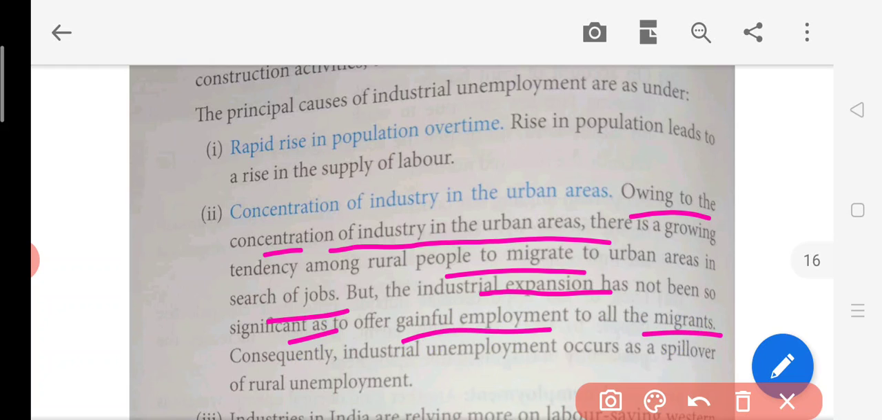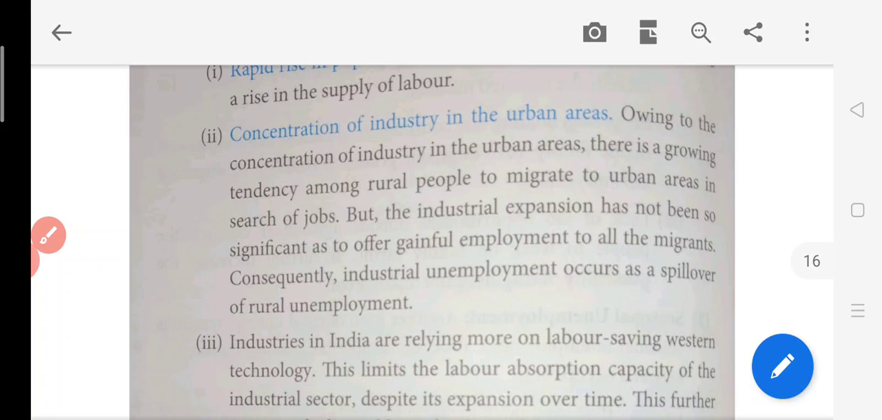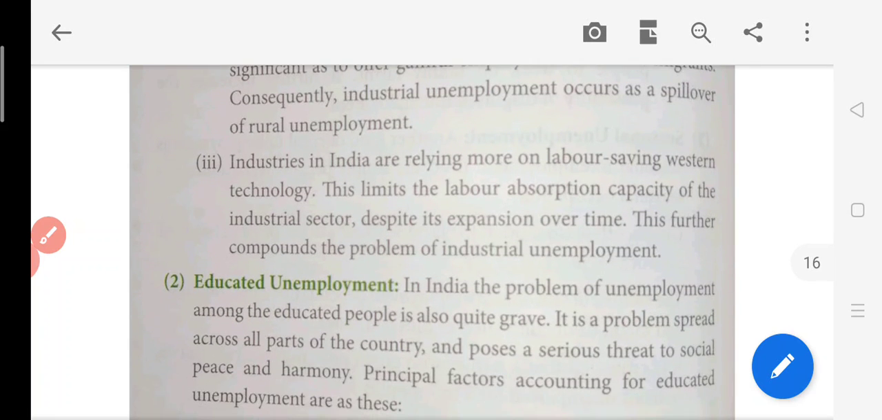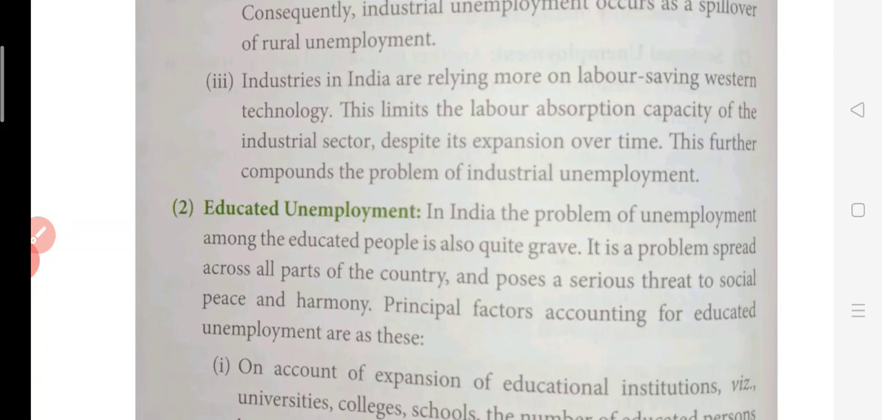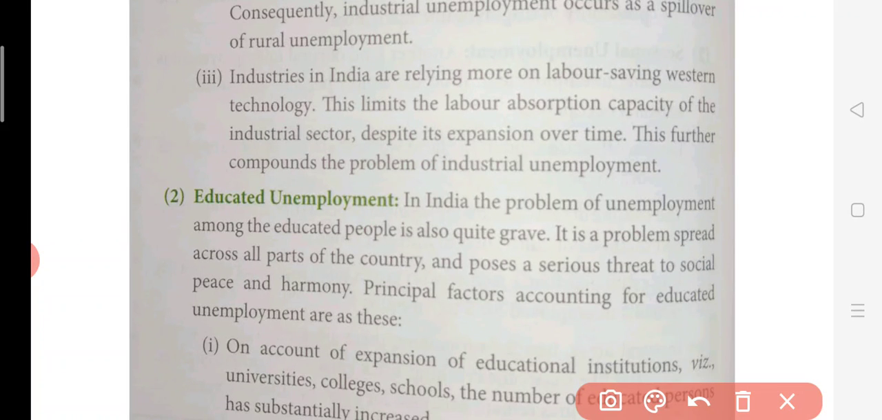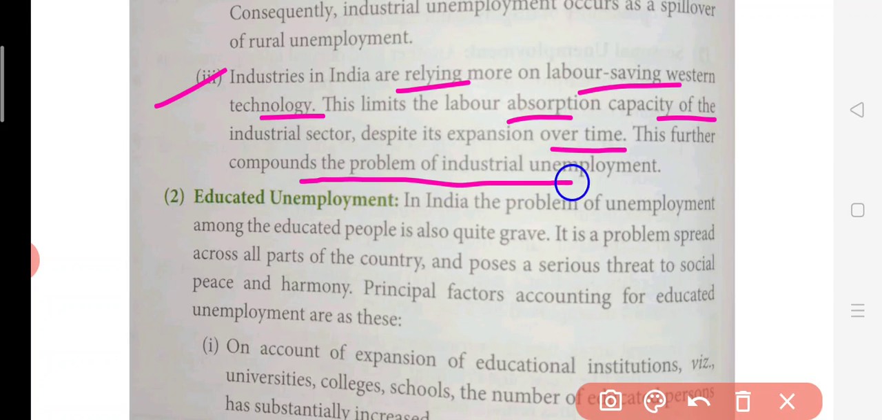So some of them remain unemployed. So this is another thing: people are not getting jobs in these urban areas. Then the third point states that the industries in India are relying more on labor saving Western technology. This limits the labor absorption capacity of the industrial sector despite its expansion over time. This further compounds the problem of industrial unemployment.